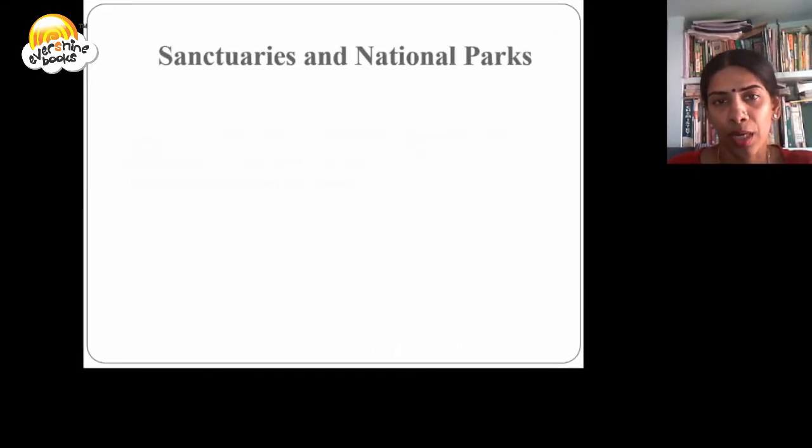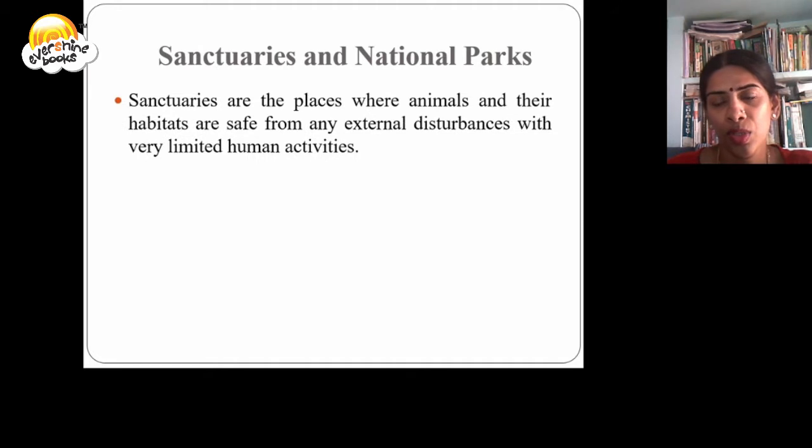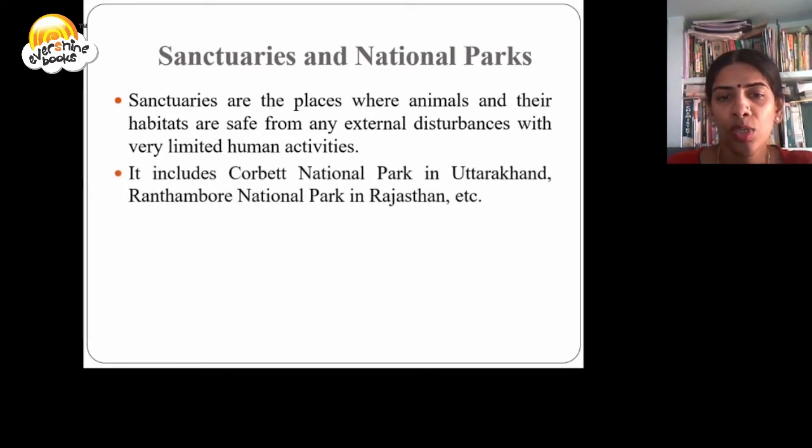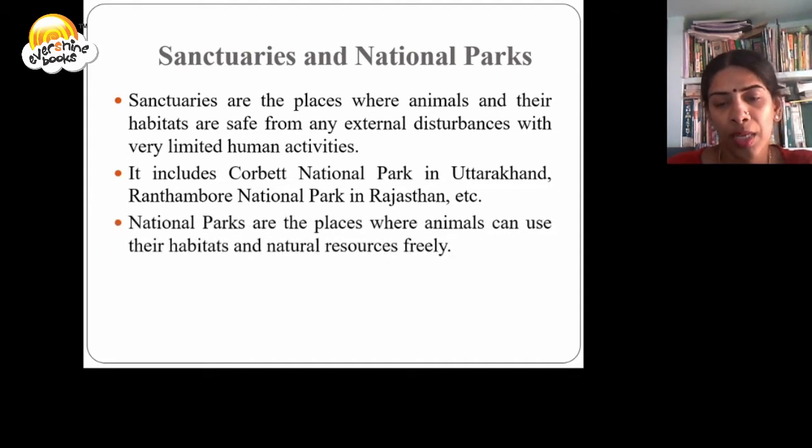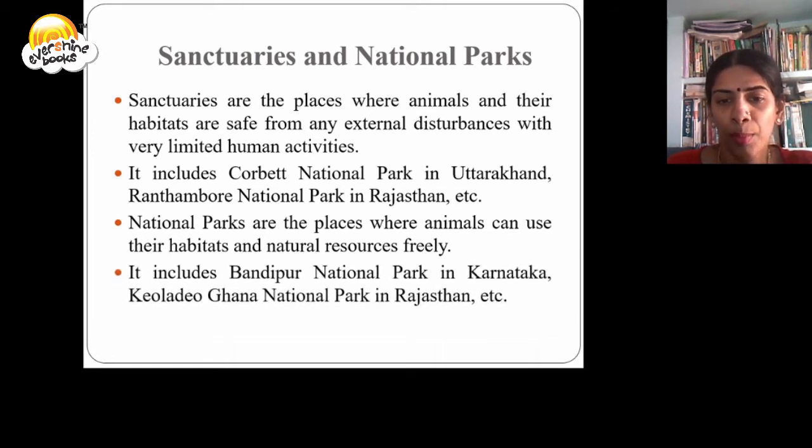Sanctuaries and national parks. Sanctuaries are the places where animals and their habitats are safe from any external disturbances with very limited human activities. It includes Corbett National Park in Uttarakhand and Ranthambore National Park in Rajasthan. National parks are the places where animals can use their habitats and natural resources freely. Examples are Bandipur National Park in Karnataka and Keoladeo Ghana National Park in Rajasthan.